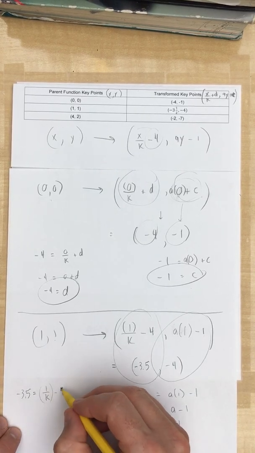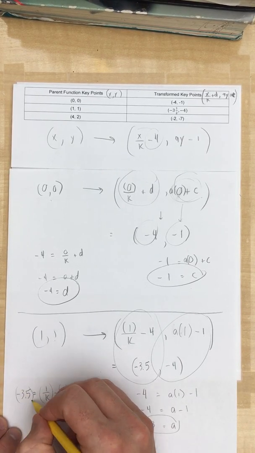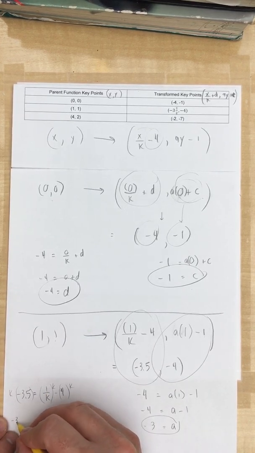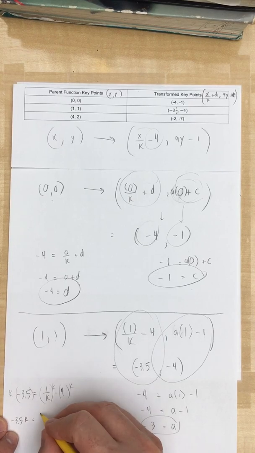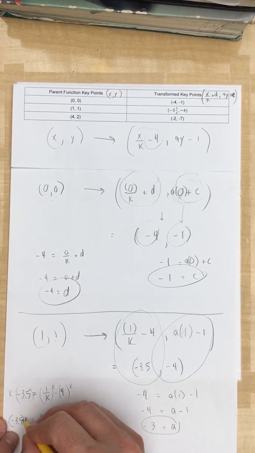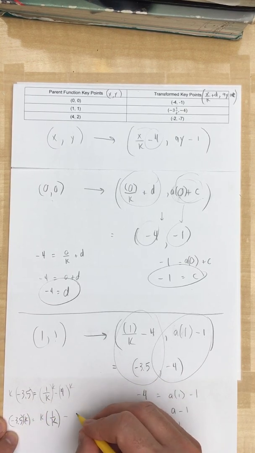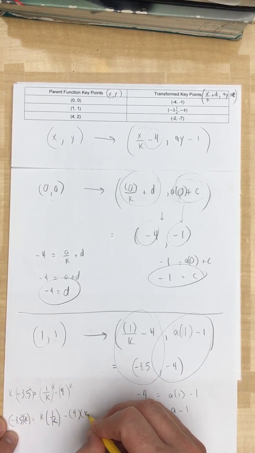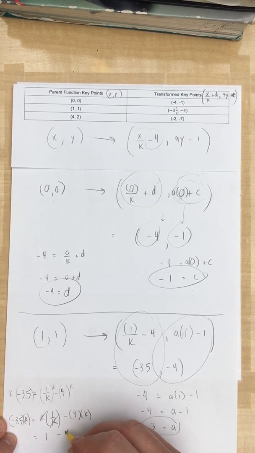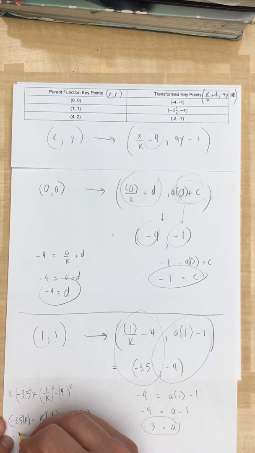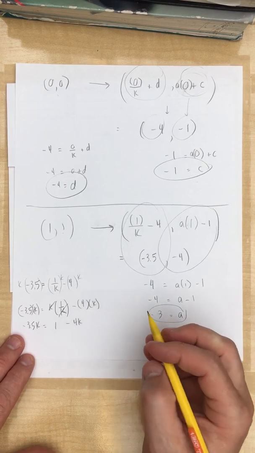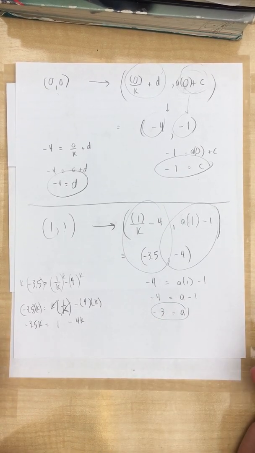What you need to do is get the k out of the denominator, right? So you multiply everybody by k. Negative 3.5 times k. K times 1 over k. K times 1 over k minus 4 times k. The k's cancel out there. I'm left with 1 minus 4k is equal to negative 3.5k. And you've got to collect the k's.